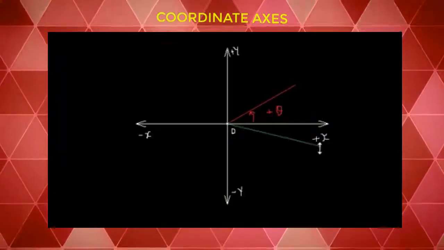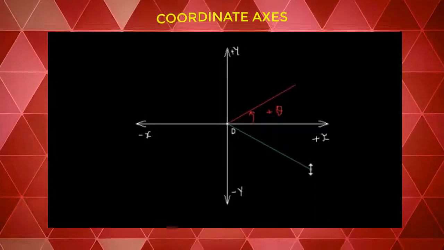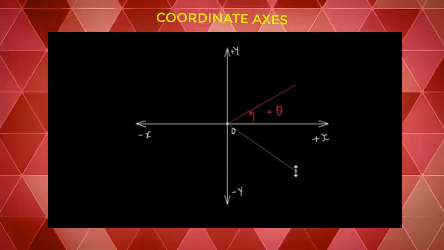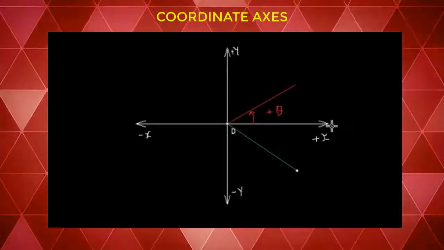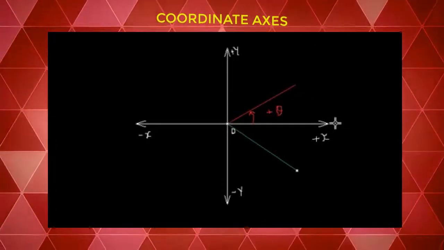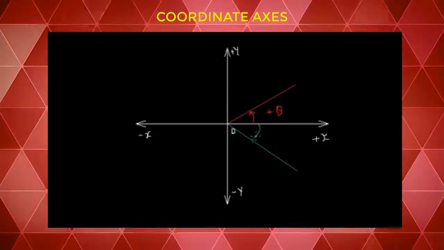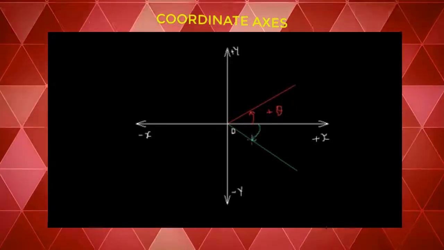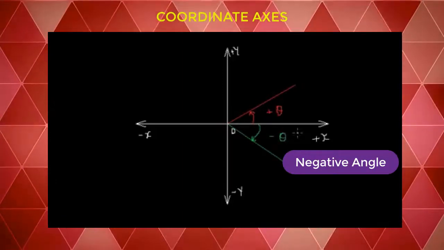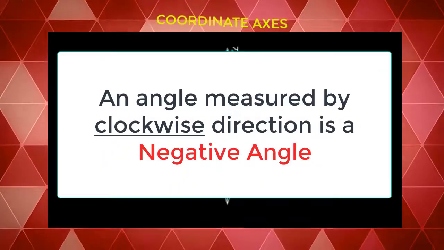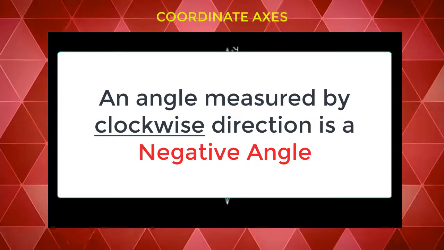I can turn towards my right-hand side also, which will be called a clockwise movement, and any angle measured clockwise is actually called a negative angle. So if I am standing at the origin and looking at the plus x-axis, and I am turning towards my right, that means I am turning clockwise in this direction, so I will call the angle a negative angle or minus theta. So the angle measured in the clockwise direction is a negative angle.